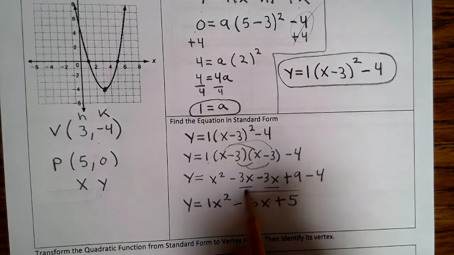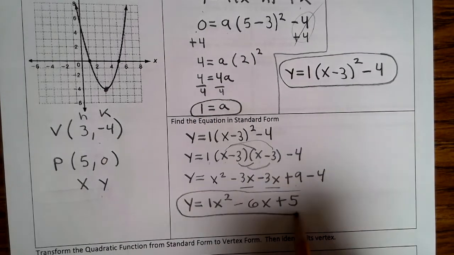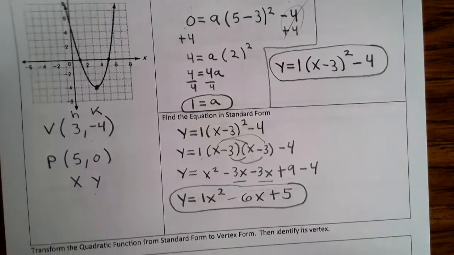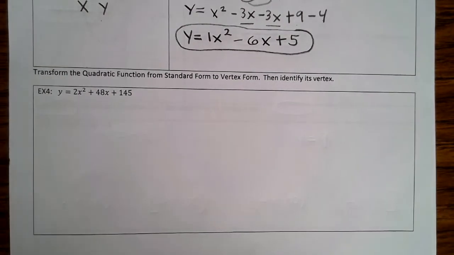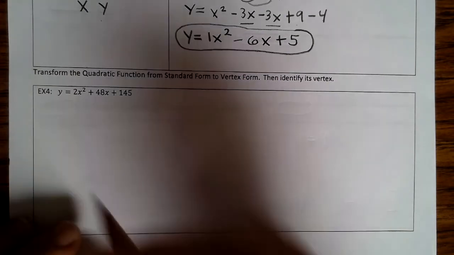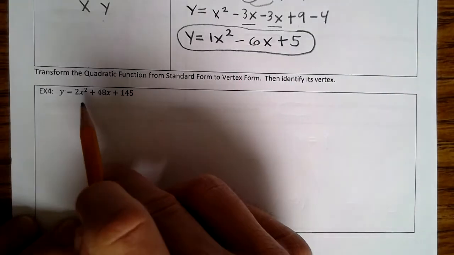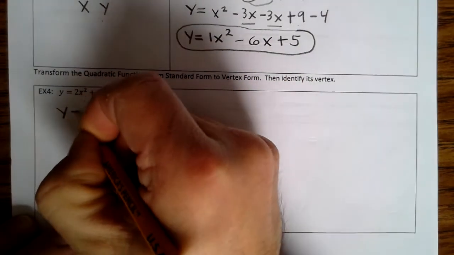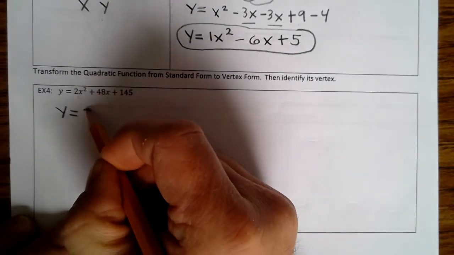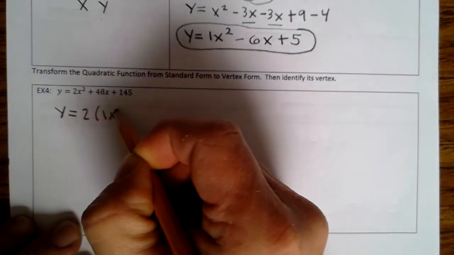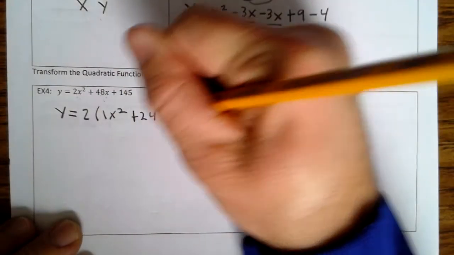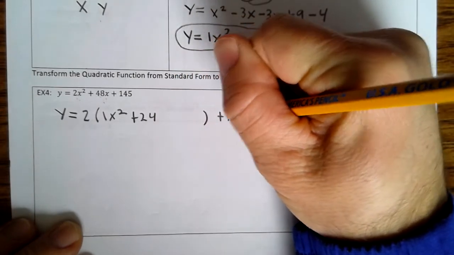Okay, so now let's take a look at example 4. All right, transform the quadratic function from standard form to vertex form, then identify its vertex. Okay, so here we need to factor out the 2 from the first two terms. So we can divide both by 2, which leaves 1x squared, 48 divided by 2 is plus 24, and then plus 145. Now this is probably the most difficult problem of the page. Now we factor the 2, we have our a value.